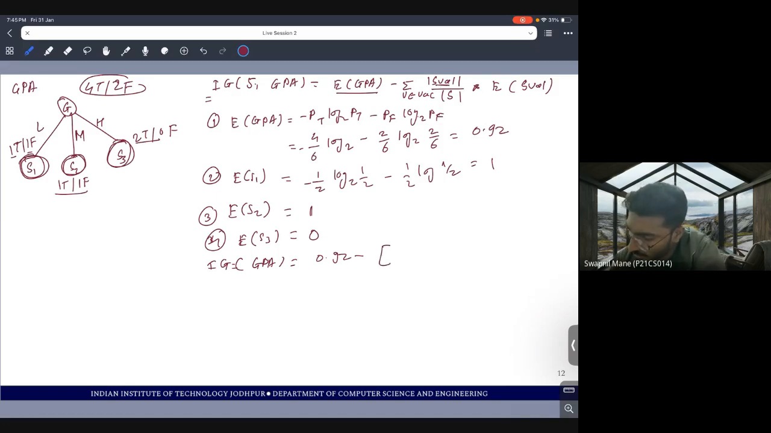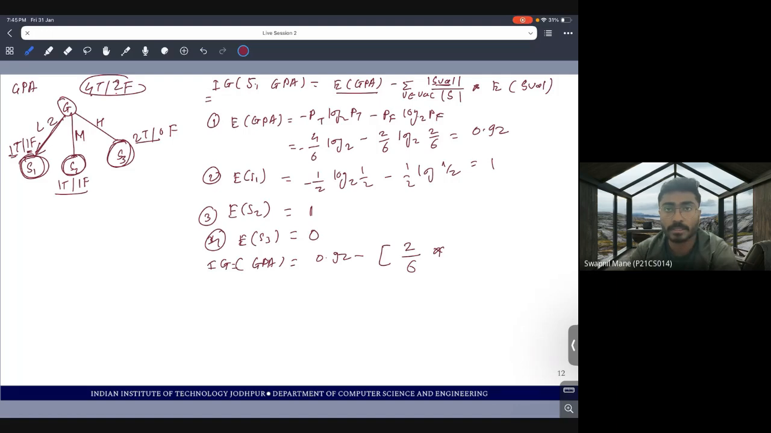This S value represents how many values come into this split. Only two values are coming here, out of 6. Out of 6 values, only two values are coming to this split. So those are these values, so 2 divided by 6, like this.